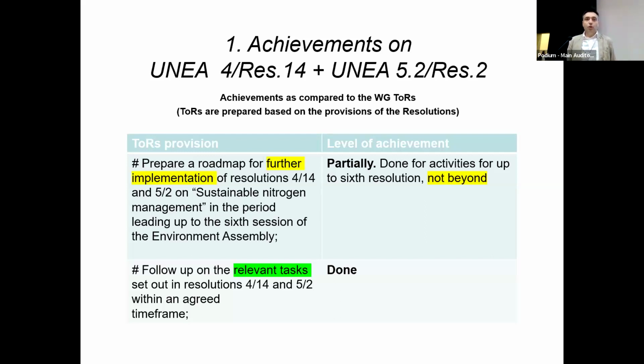We've been asked to prepare a roadmap for further implementation of the resolutions. We've done something. I would say this was partially done. I have the roadmap presented here, but this refers actually to the work of the working group up to UNEA 6, the meeting of the United Nations Environment Assembly. I believe we should look further, and this remains to be done in the future. Of course, we follow up the task of the resolutions.